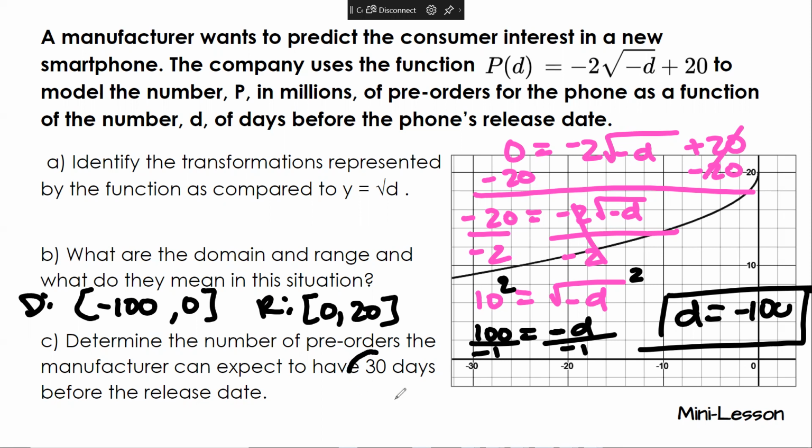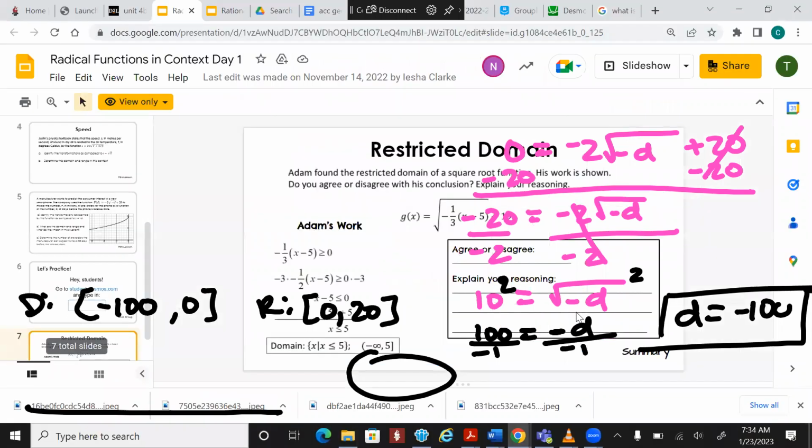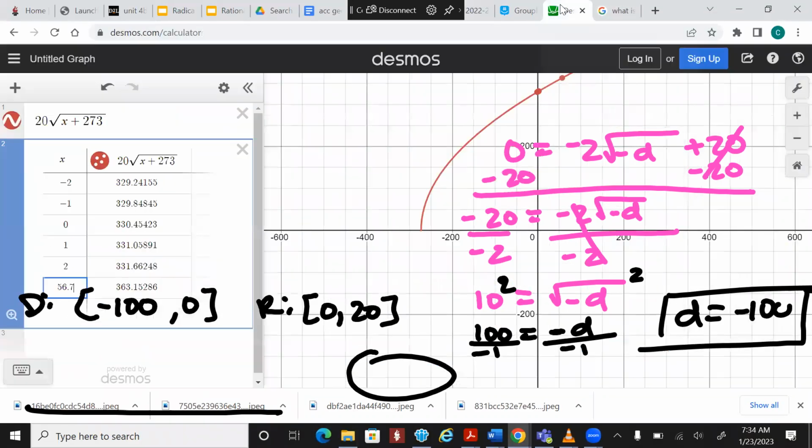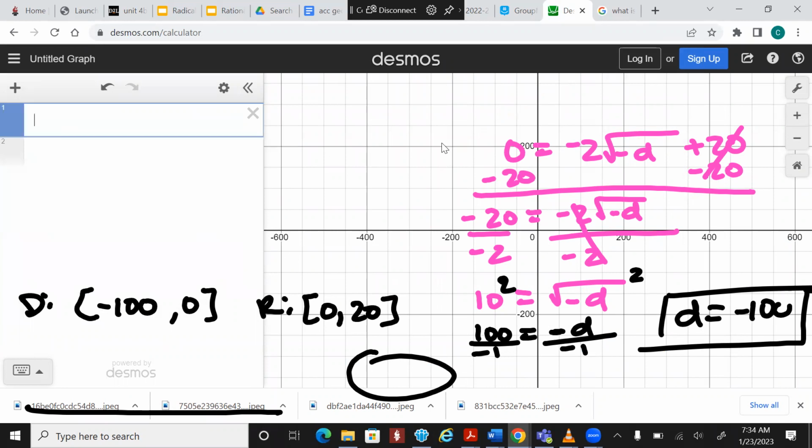Well, it wants us to find 30 days before the release date. Not negative 100, it's going to be negative 30, right? So we're going to take our equation, go into Desmos, and plug in negative 30.